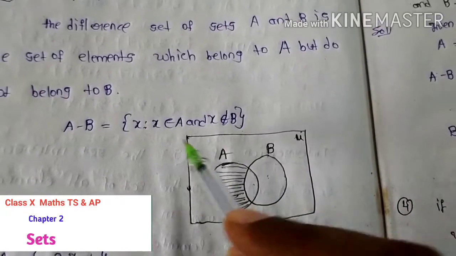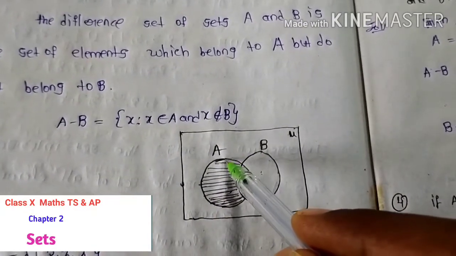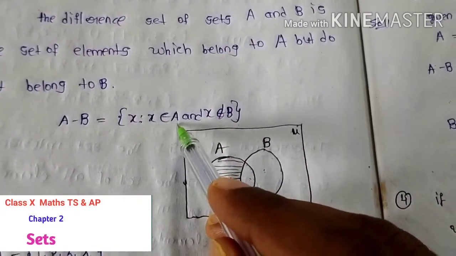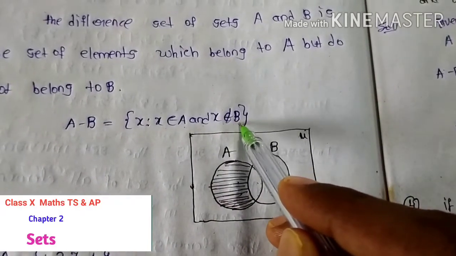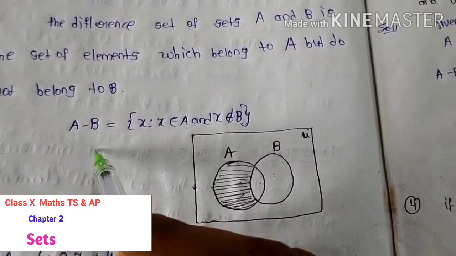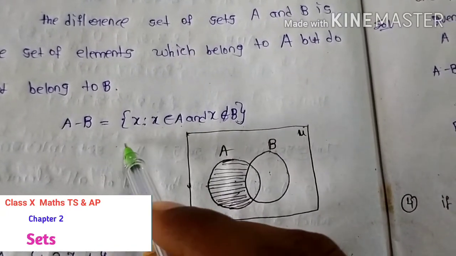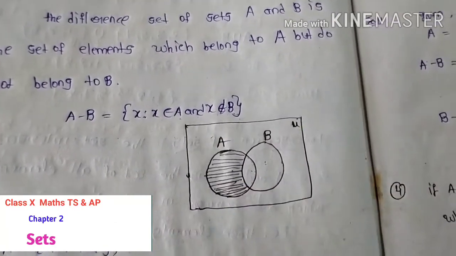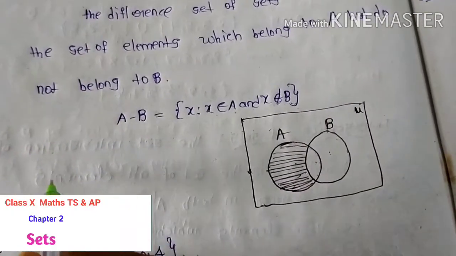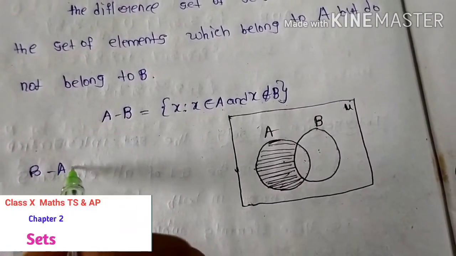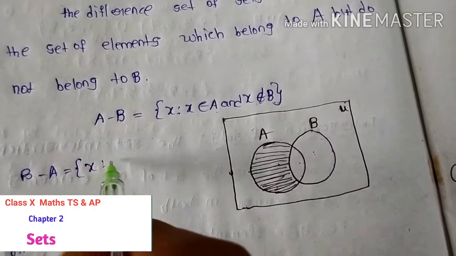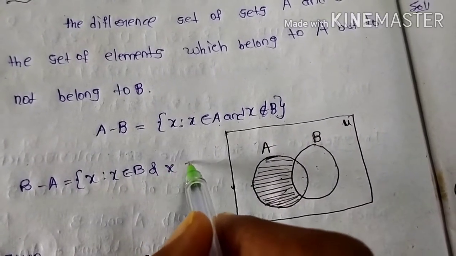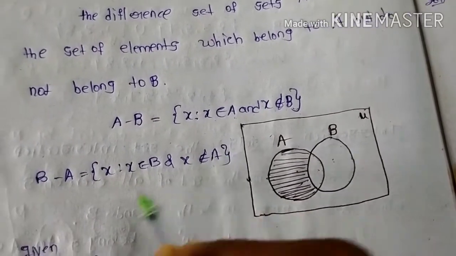So just remember here, A minus B means the set of elements that belong to only set A. For that purpose we represent it as x belongs to A and x does not belong to B. For example, if I am writing B minus A, you can represent it as B minus A is equal to the set of all x such that x belongs to B and x does not belong to A.